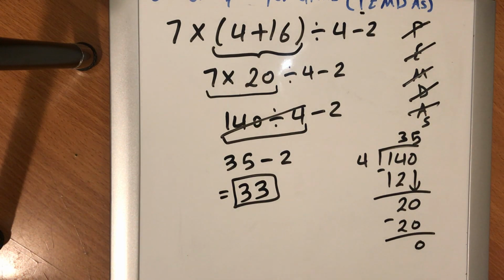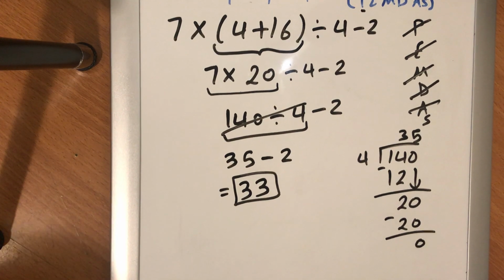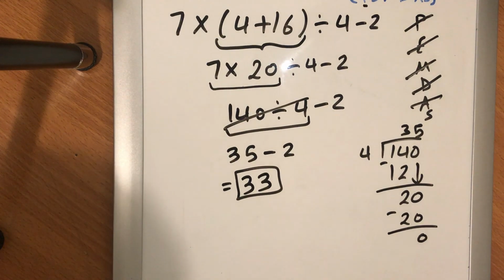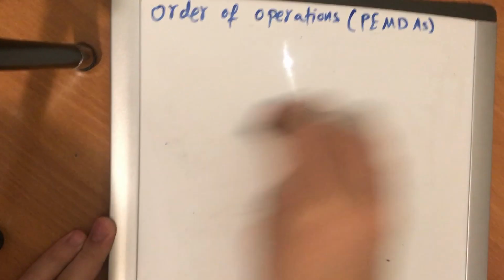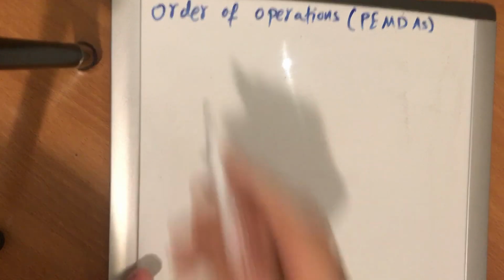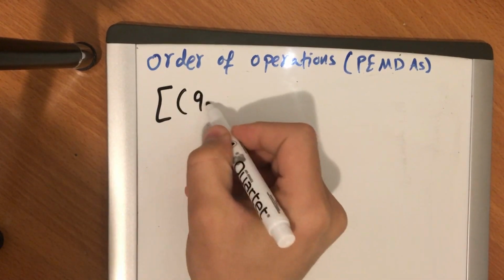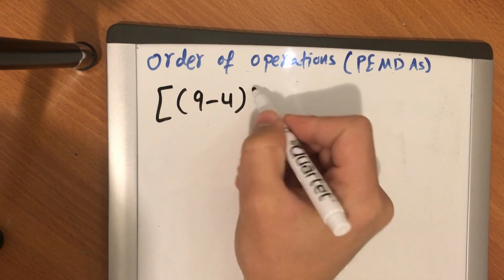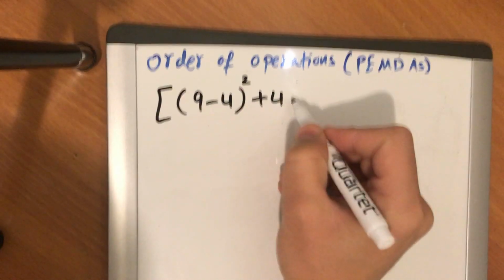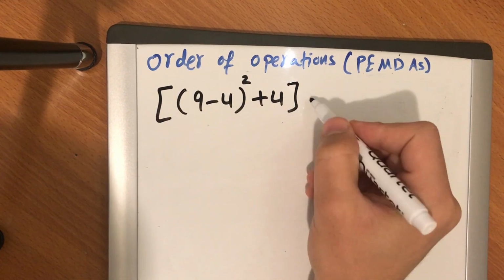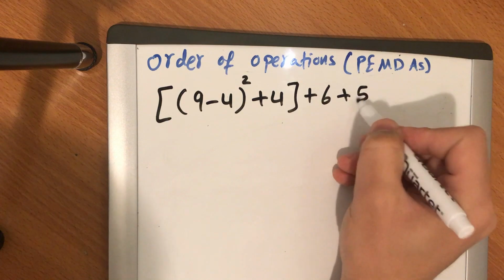Let's do one more where you have some more parentheses, some powers, some exponents, I mean, or powers. So if I have, let me erase this one. If I have something like this, 9 minus 4 raised to the second power plus 4, and close the parentheses, plus 6 plus 5 to the second power.